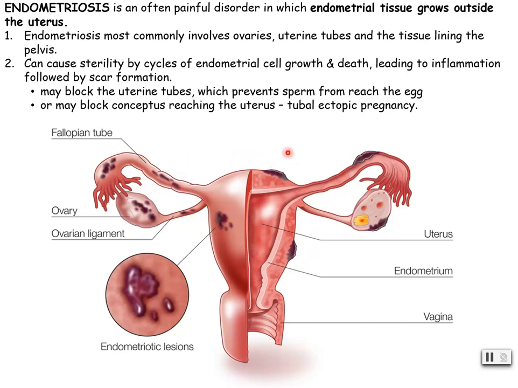And so what's going to happen is these cells, like I said, are going to respond to ovarian hormones. So it's just going to cause a lot of pain. It can cause sterility just because of the cycle, that growth and the shed and that inflammation. And so once again, that can lead to ectopic pregnancies or infertility.